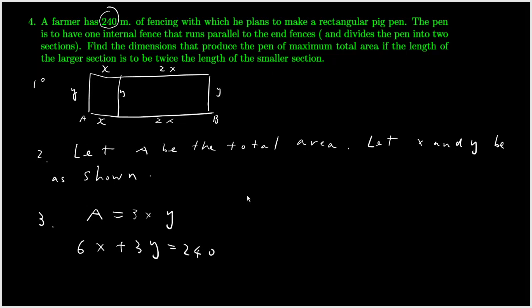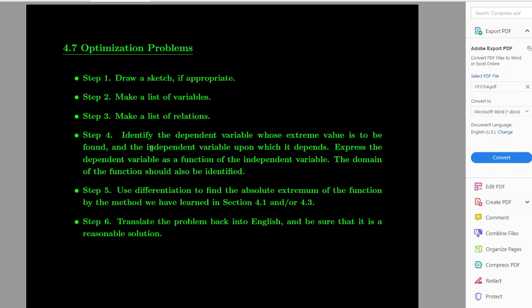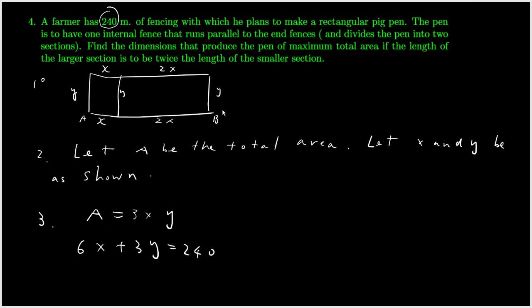Now you look at step 3. In step 3, we get as many relations as possible. It's easy. It's just a rectangle. Total fencing is 240 meters, right? He used the total fencing of 240 meters to make the big pen. And then the area is the length times width, right? So we're done with step 3.